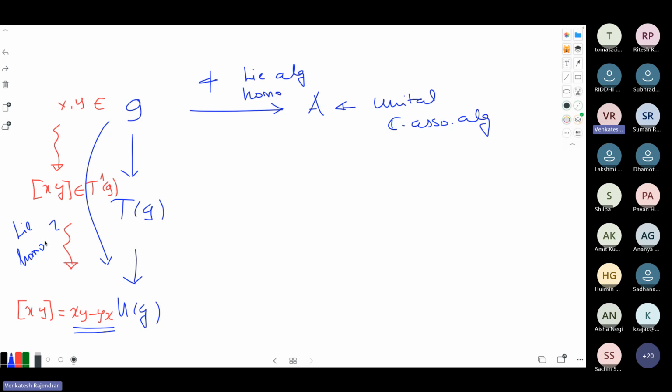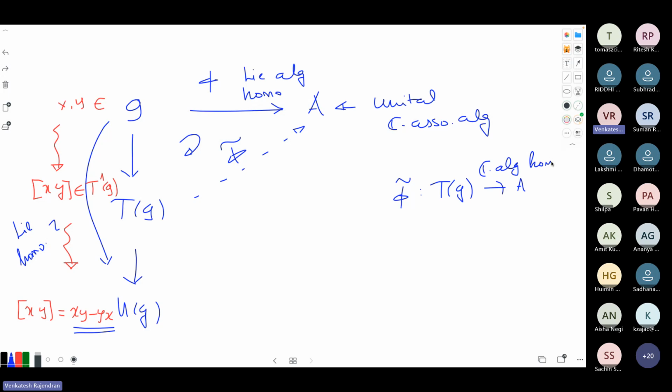Now how do we actually get this extension of pi? For that, we first extend this pi to TG, so that this commutes. So indeed, what we get is this pi tilde, which is a map from TG to A, which is an associative algebra homomorphism, such that this map commutes.